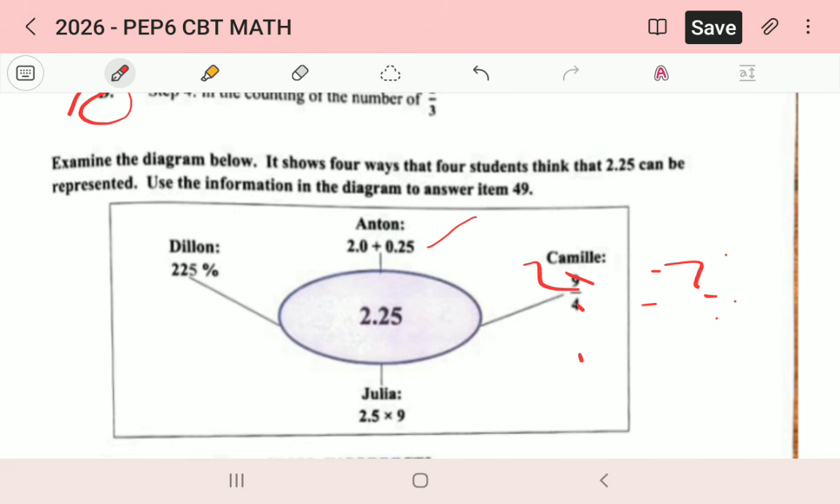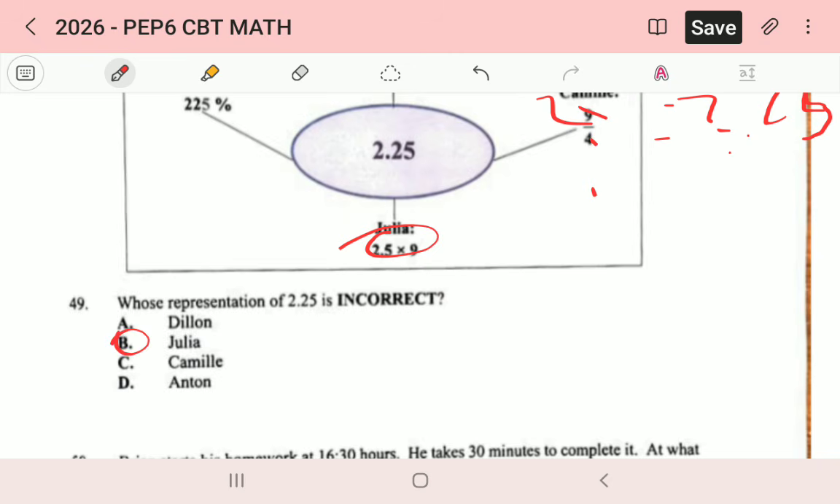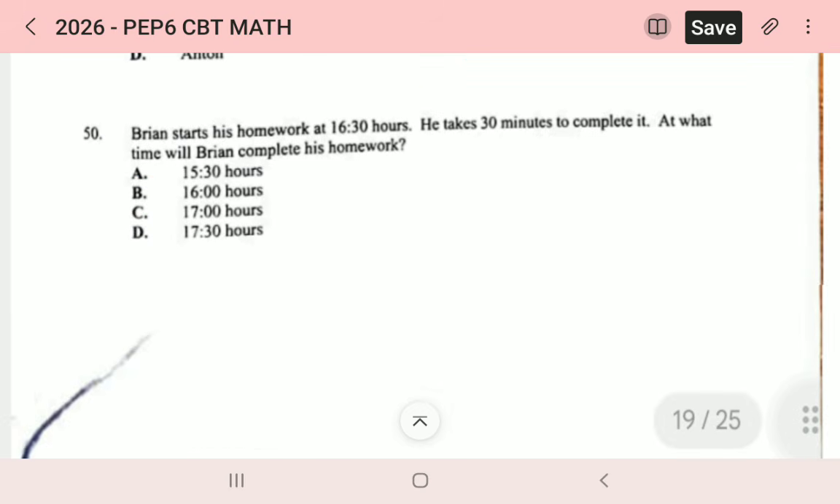A quarter in percentage, from 100, is 25. So 2.25... this is correct. This would be correct. So Julia would not be correct. So where is Julia? Julia is at B. So 49 is B. Julia would not be right in representing 2.25.